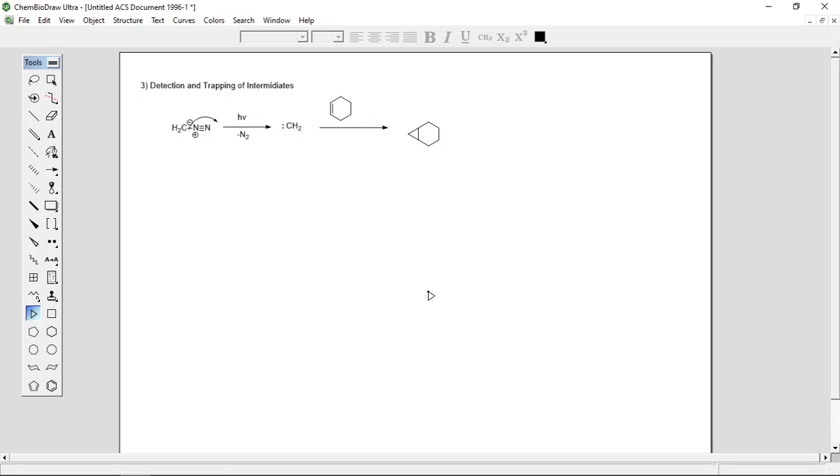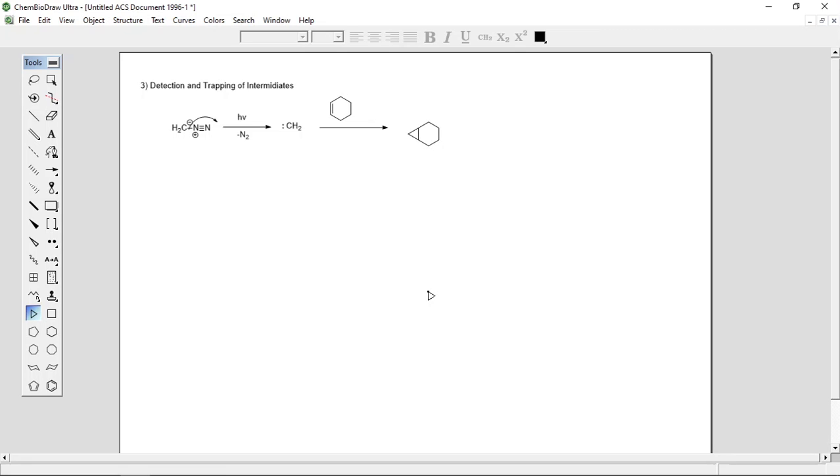So in this reaction you can say that the reaction involves the formation of carbene as an intermediate, and you are trapping that intermediate by reacting with cyclohexene. Once you trap this intermediate, you detect the product. There are different techniques for that. Once you detect that this product has been formed, you can say that this reaction involves the formation of carbene as an intermediate. So you can easily determine the mechanism of this reaction.